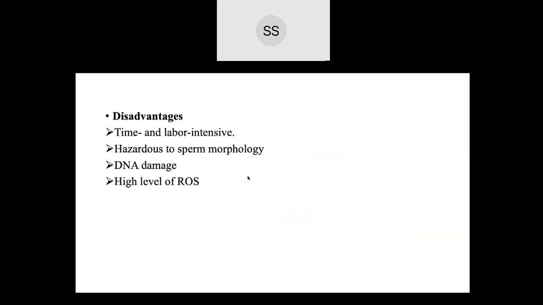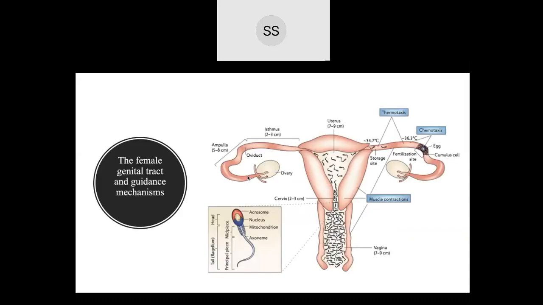Second, the conventional methods involve centrifugation, which induces higher DNA fragmentation because of the higher shear stress experienced by the sperm cells, which also damages the sperm morphology. In addition, they also produce high levels of reactive oxygen species, which is not healthy for the sperm cell. And if a sperm cell is not in good shape, it will fail to fertilize the egg cell.